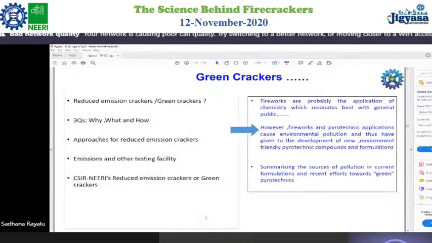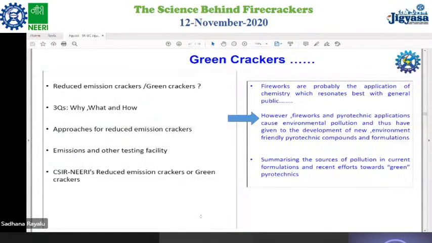Now I'll quickly take you through green crackers, which I'm sure many of you belonging to this city must be curious about. What is NEERI doing in green crackers? There are frequently asked questions like why we had to go in for making the green crackers, what are green crackers, how are they made, and different kinds of questions. So I'll quickly take you through this.